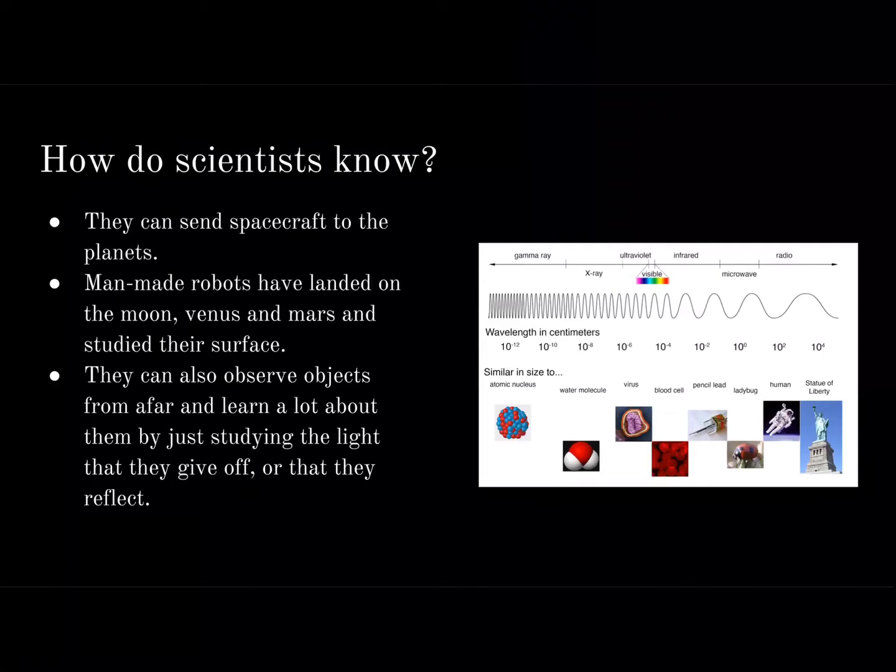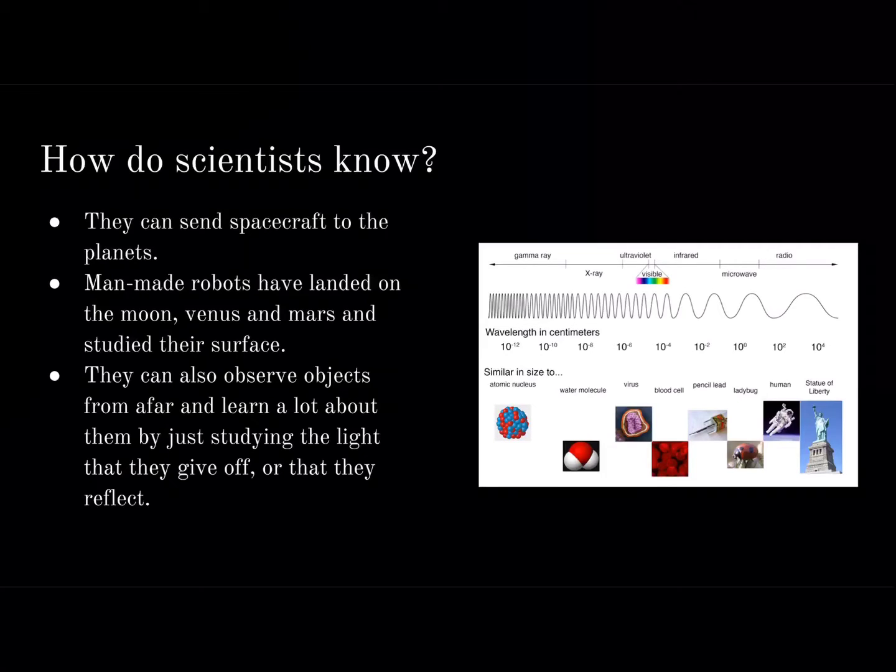They can send spacecraft to the planets. Man-made robots have landed on the Moon, Venus, and Mars and studied their surface. Spacecraft have also orbited or passed by all of the planets, and there is a spacecraft on its way out to study trans-Neptunian objects. They have also dropped atmospheric probes into planets like Jupiter that are made of gas.